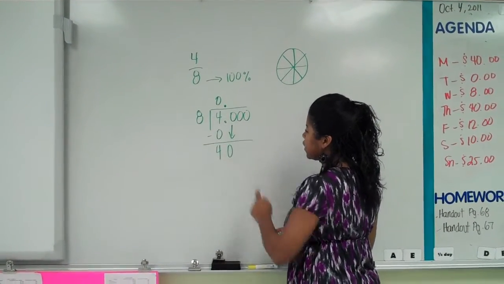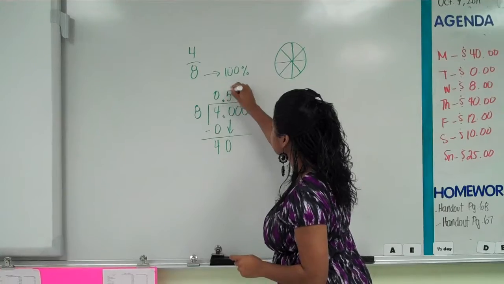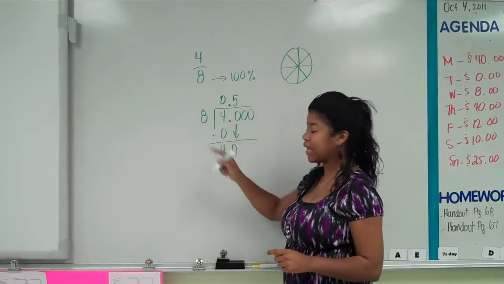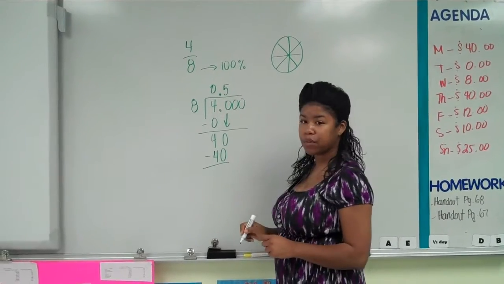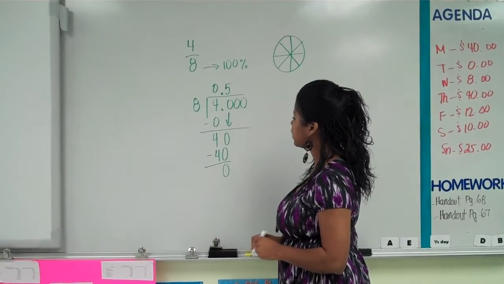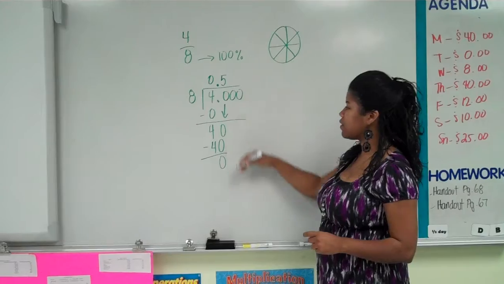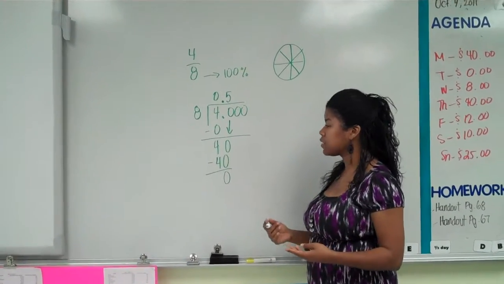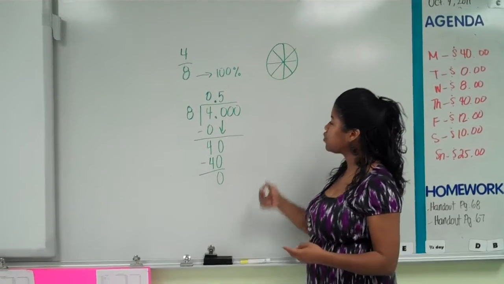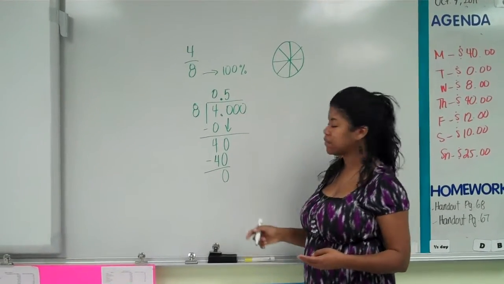8 goes into 40 5 times. 5 times 8 is 40. 40 take away 40 is 0. Even though you see there are nothing but zeros, these are placeholders, it is still important to continue your division until you have run out of numbers to bring down.